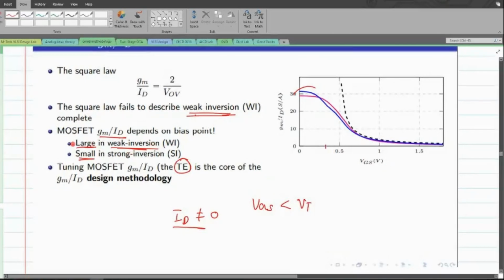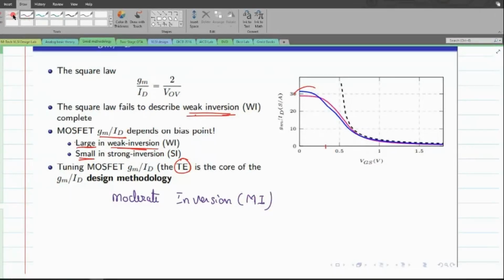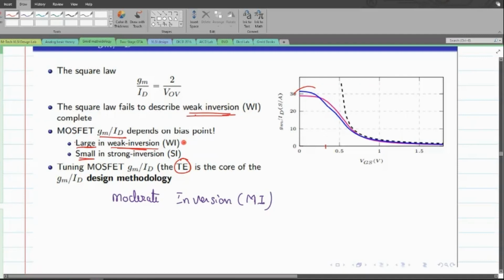Now, apart from these two different regions, the weak inversion and the strong inversion, we also have a third region, which is called the moderate inversion, or MI. I'll talk about this, but before that, I just summarize over here.